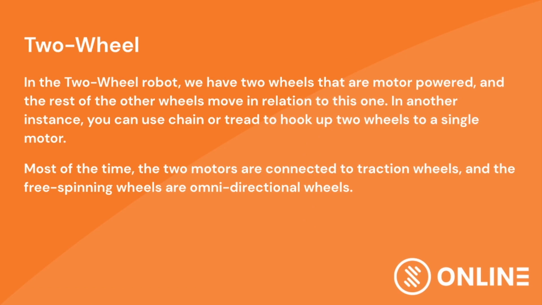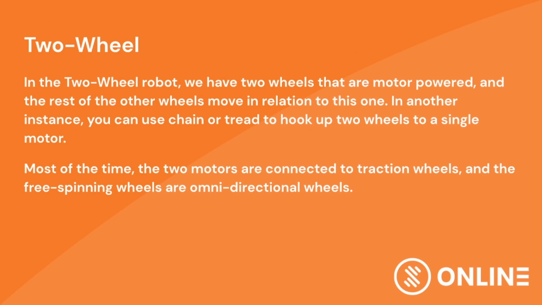So for a 2-wheel robot, we have 2 wheels that are motor powered, and the other 2 wheels, most of the time it's 2, move in relation to this one. They're basically something we call quote-unquote dead wheels because they don't have any power being applied to them, no force. So the front 2 wheels and the back 2 wheels are providing all the power that controls the rest of the robot.